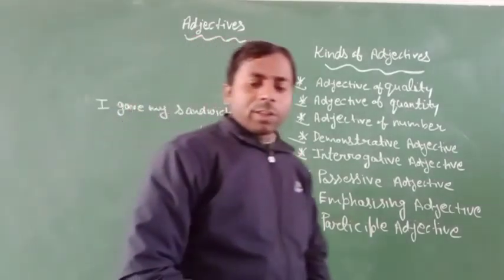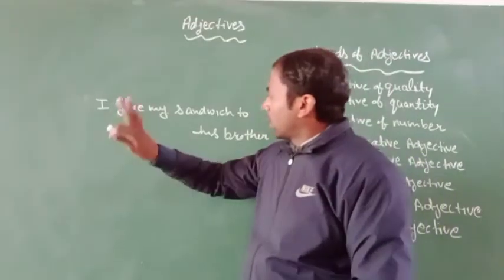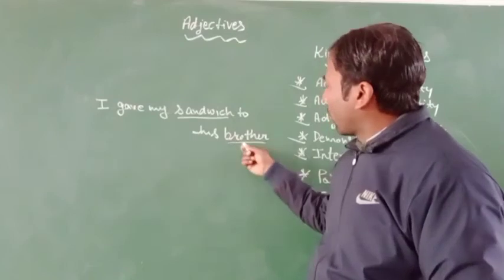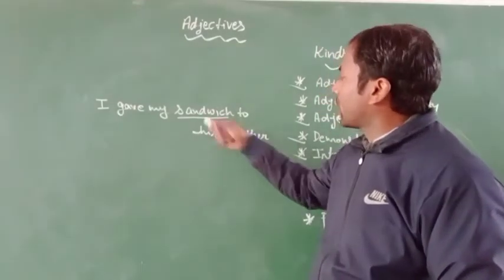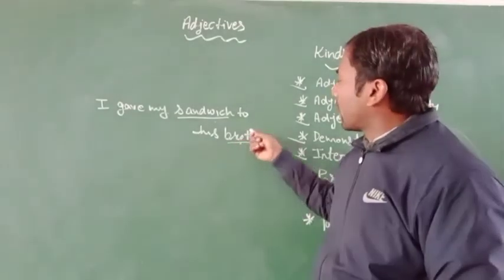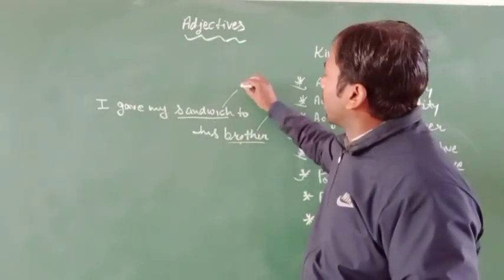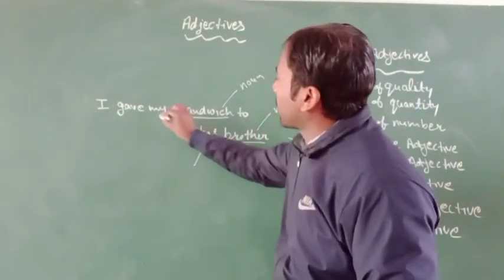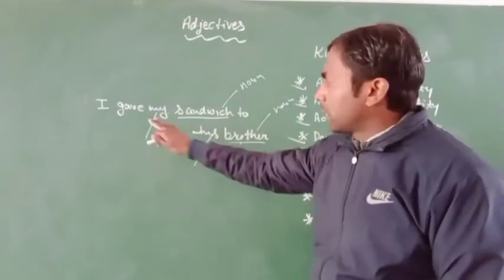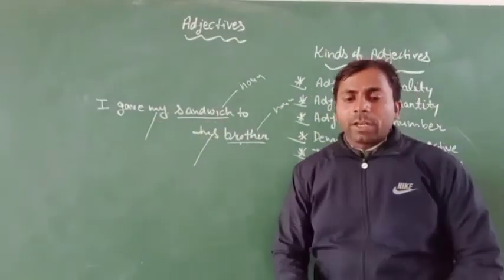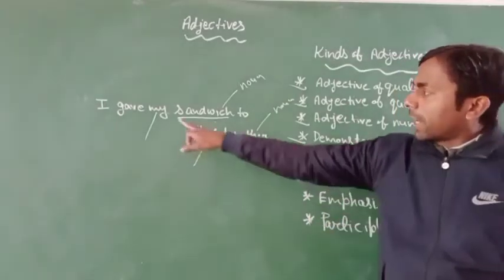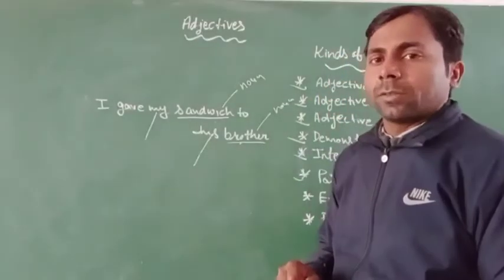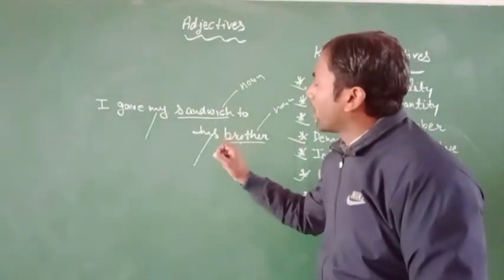In this sentence you can see everything is normal, but here is the sandwich and here is the brother. Both words, sandwich and brother, are noun words. But here are the words his and my. This is the adjective word, and this adjective word shows possession or belongings.